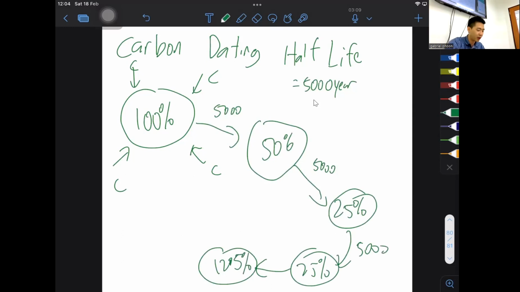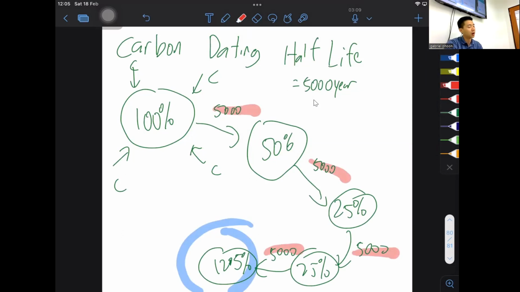Let's say, for example, today I dig up a bone, and I find that it only has 12.5% of carbon left in that bone. Then I can literally backtrack and tell you how old this thing is, because 12.5% means it has gone through 1 half-life, 2 half-lives, 3 half-lives, and 4 half-lives.